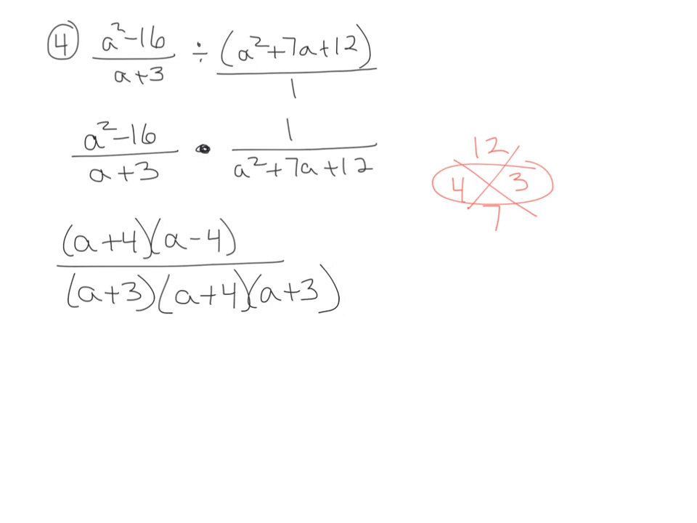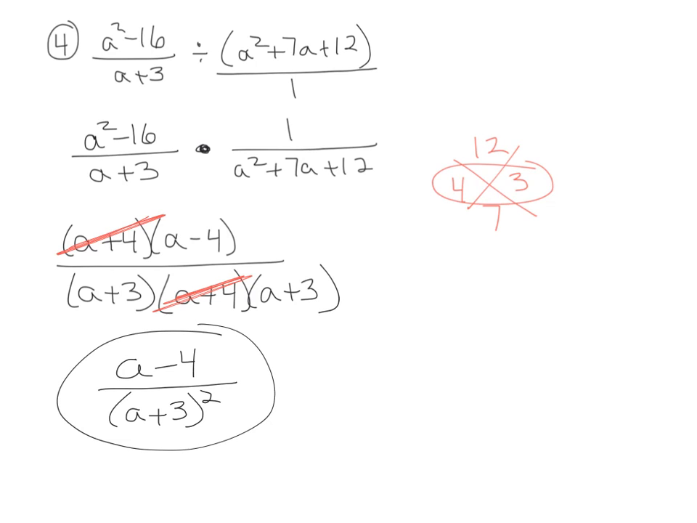Now you can cancel. An entire quantity, a plus 4, a plus 4. And I think that's it. So in the top, we're left with a minus 4. And underneath, we have a plus 3. And since there's another one, we'll just say quantity squared. Okay? All right, that's the final answer. You cannot cancel these a's here because of the plus and the minus.